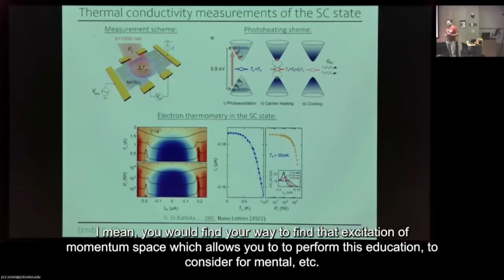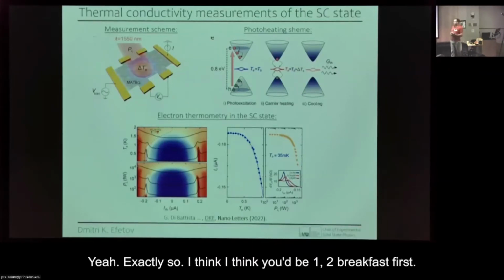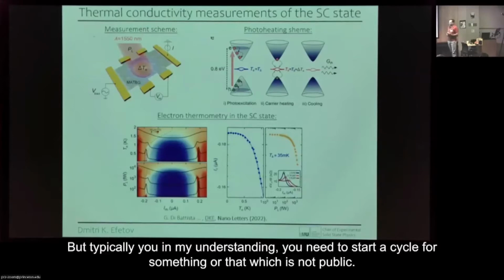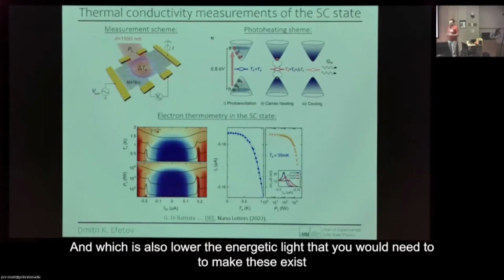So you're saying that these are different excitations than breaking Cooper pairs. Exactly. So if we want to break Cooper pairs, then typically, in my understanding, you need to use terahertz light or something like that, which is not momentum conserving, and which is also lower energetic light that you need to make these excitations.